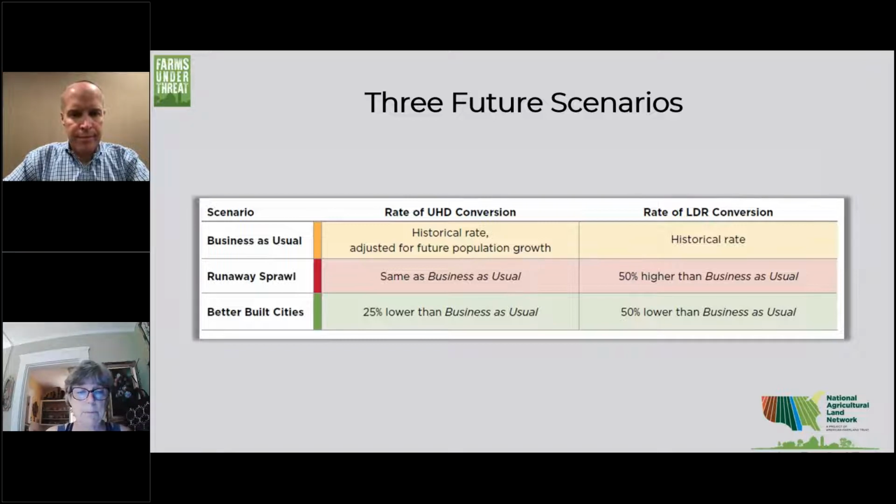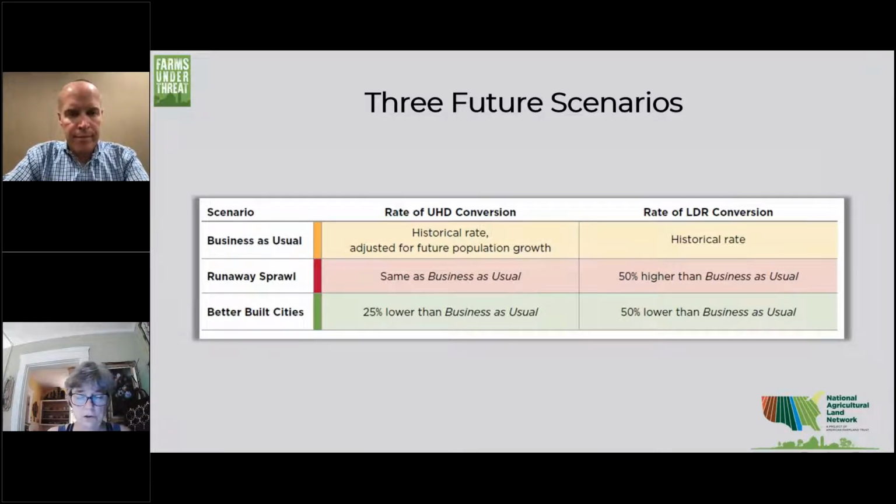Conversely, in the better built cities, you see that we are envisioning more dense development, so less conversion to urban and highly developed land, 25% less. And again, we took a more aggressive approach on the low density residential conversion, that it could, in our view, be further reduced to 50% lower than what business as usual suggested. So those are the assumptions we used.